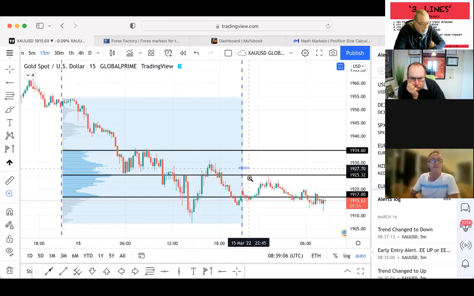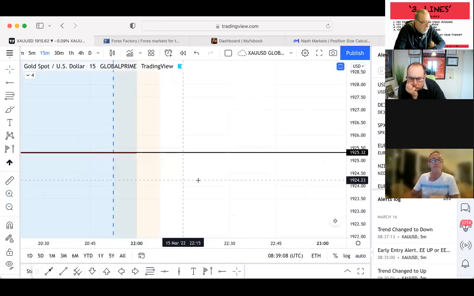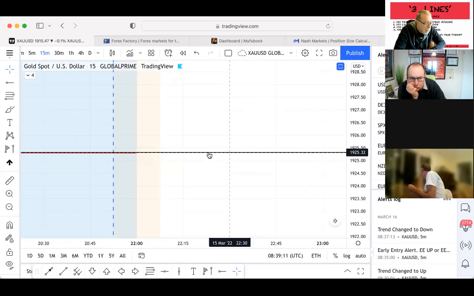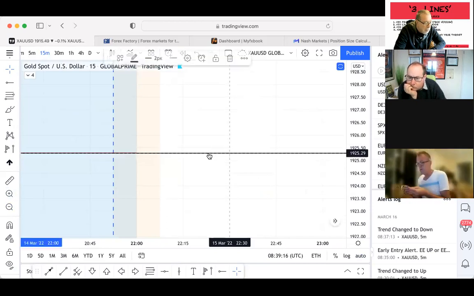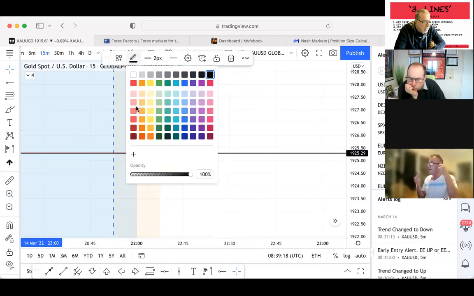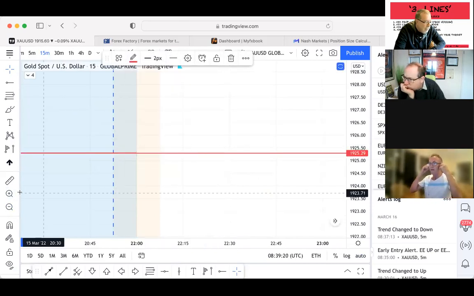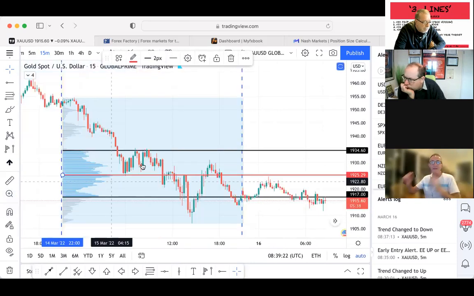I need to do it on the crossover. You can see the line there was slightly out. I'll just tighten it up, put it there. I'm going to change that to red. And there you have your 3 lines.